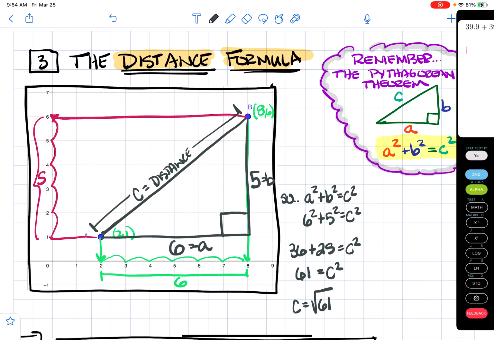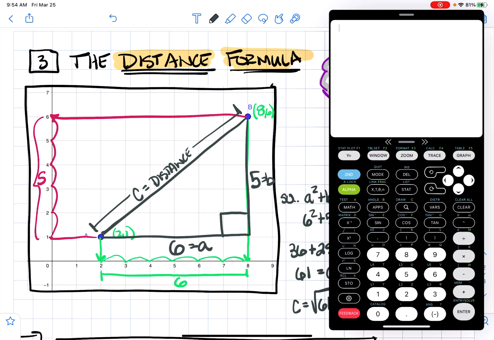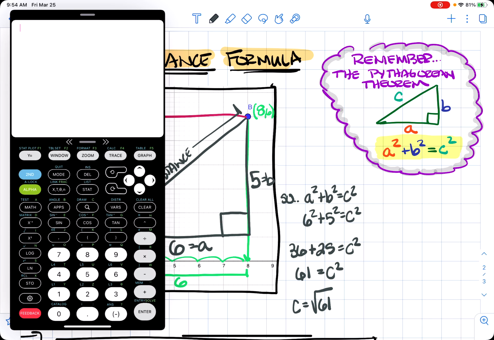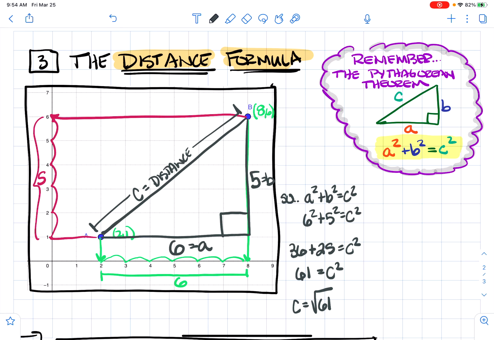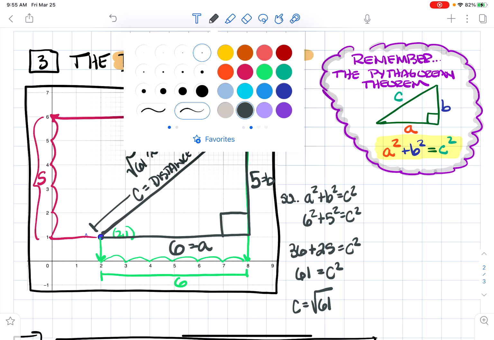And again, if you don't know that, that's okay. You can just plug these into your calculator. As you can see on mine, 36 plus 25, that's where my 61 comes from. And then on the calculator, I can take second square root, second answer, and get a value of approximately 7.81. Okay, that's good enough. So C is going to be the square root of 61, which is approximately 7.81. Okay, so what did we do there? Let's talk about this in general.